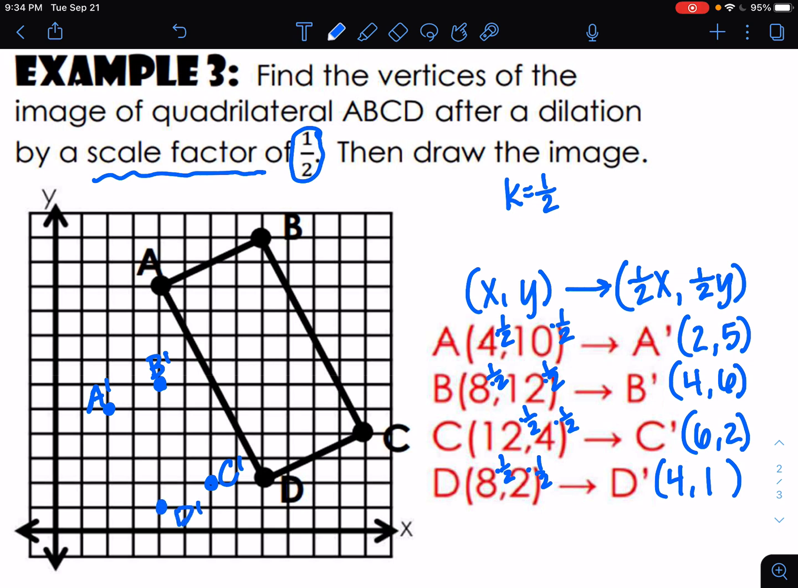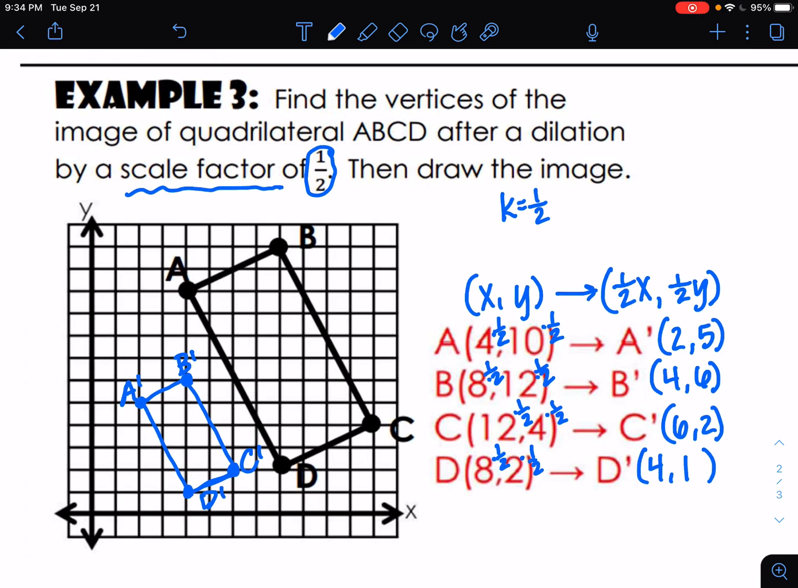Now, in this case, it looks like when I connect these points, it is actually going to be the same size. No, just kidding. It's not going to be the same size at all. It's way smaller. It is the same shape, but not the same size. So automatically, not a rigid motion. So you can see that this is a reduction, and this rectangle is half the size.